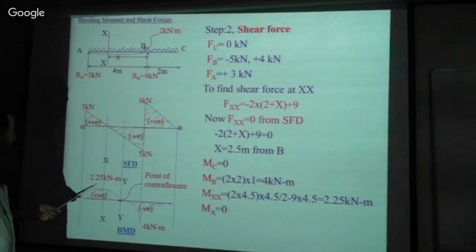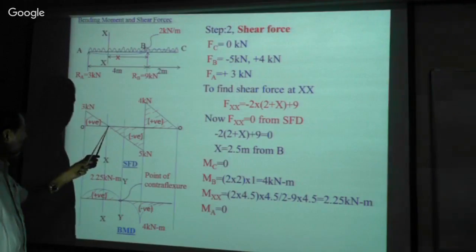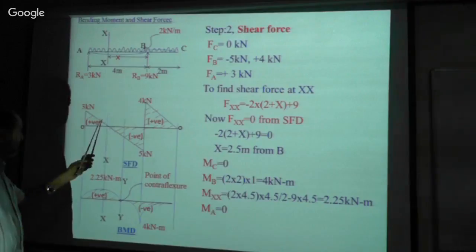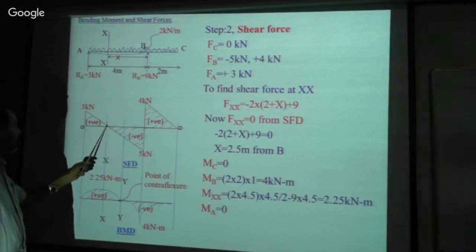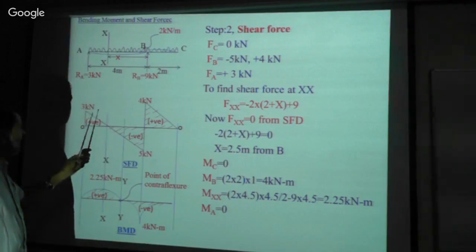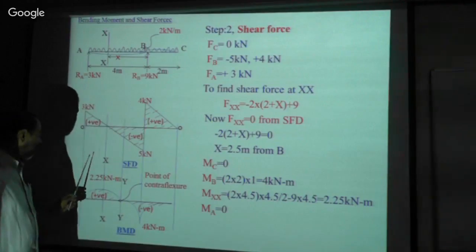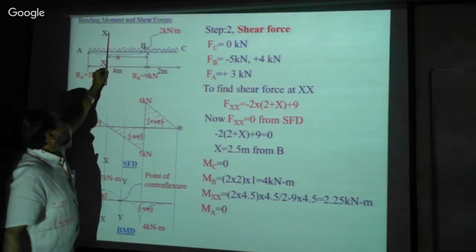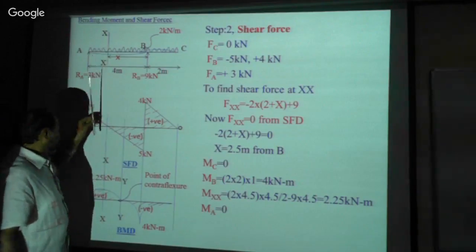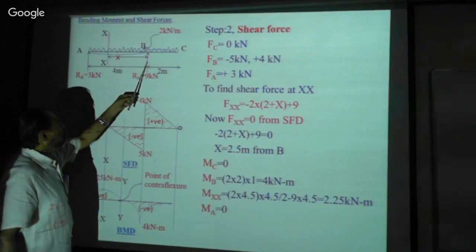So now, we don't know the location of this point, where the shear force is 0, that is, where the shear force changes sign from positive to negative. Now we don't know where exactly it is located. Therefore, we will consider this as section XX, where the shear force is 0, at a distance x from the support B.